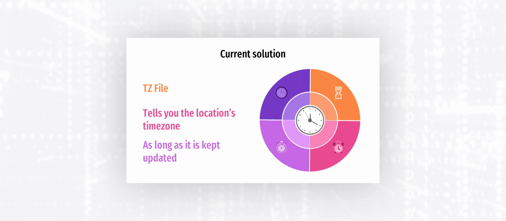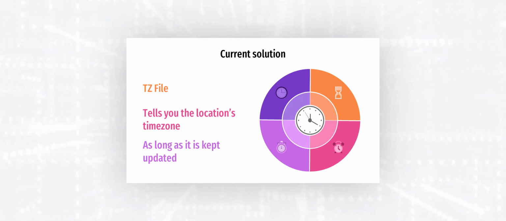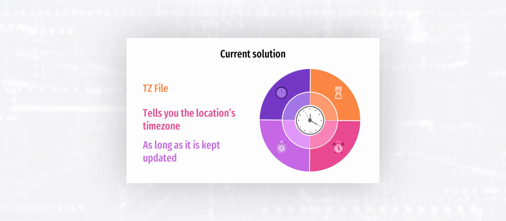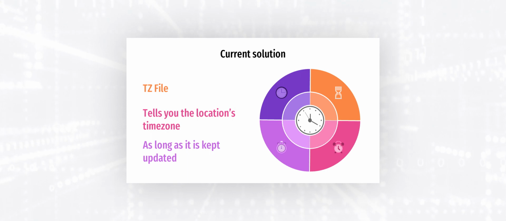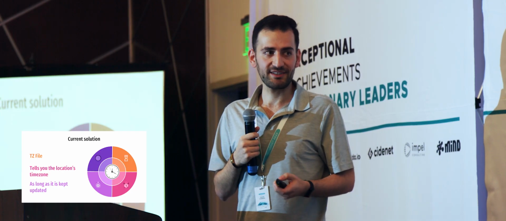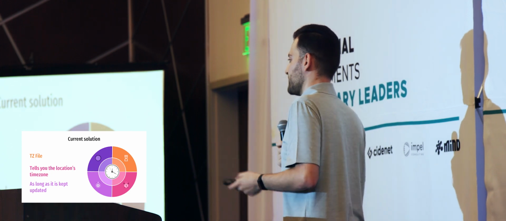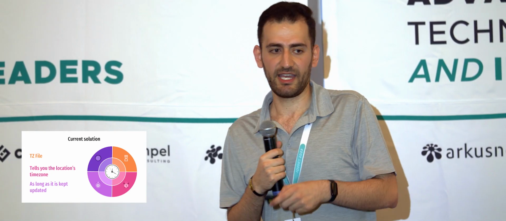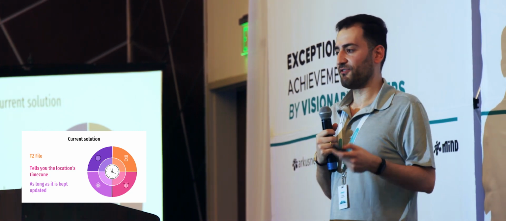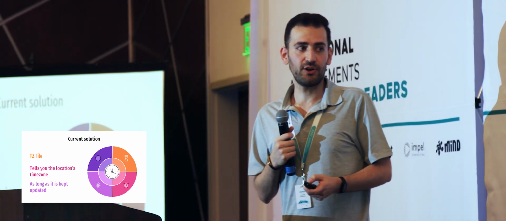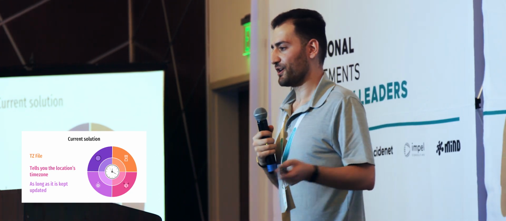How does the software, your server, your computers, your technology know what time it is? Well, there's this thing called the TZ file, or time zone files. Those are part of the Linux operating system. They tell you the time zone based on the location. It's a massive table. It has mathematical formulas. It decodes, it links things, and it figures out the time for you. So all you need to do is keep it up to date, and it will figure out the time for you correctly.